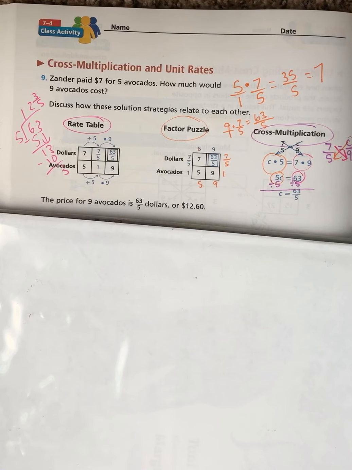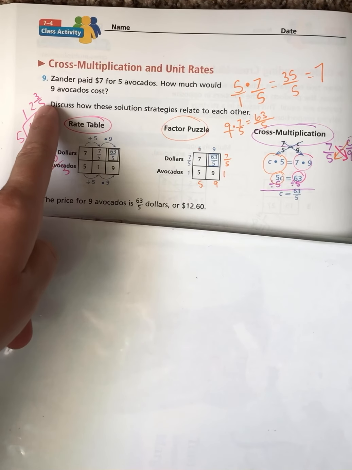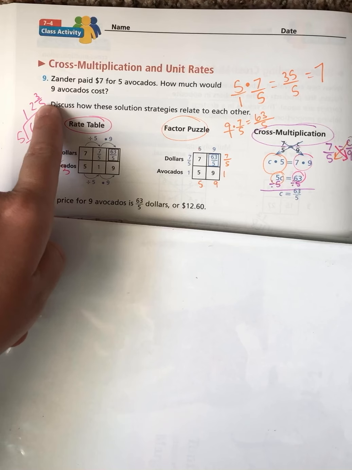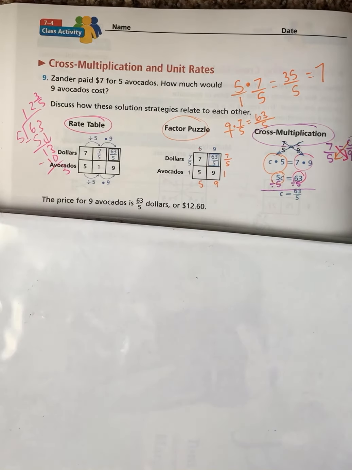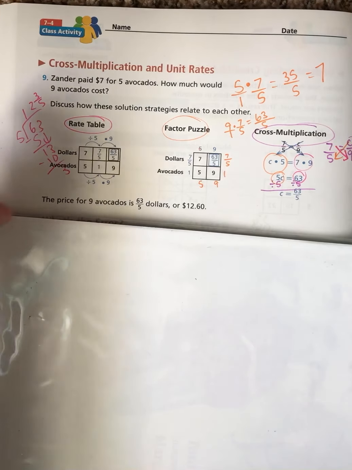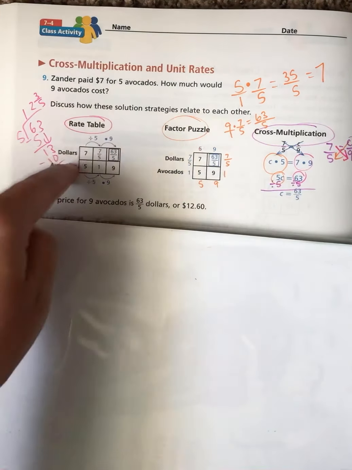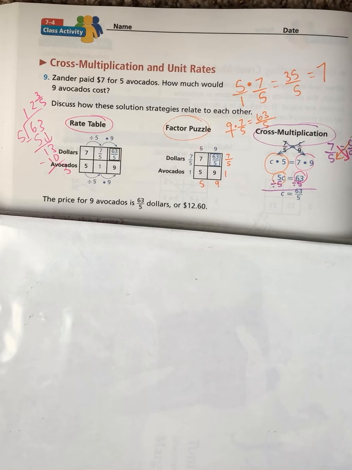No matter how you do it, you get 12 and 3/5, which again, if you turn it into a decimal, would be 12.60 or $12.60. So lots of ways to solve the same problem. Again, the reason that the book had you do this to study these 3 different ways is because there is more than one way to solve a problem.